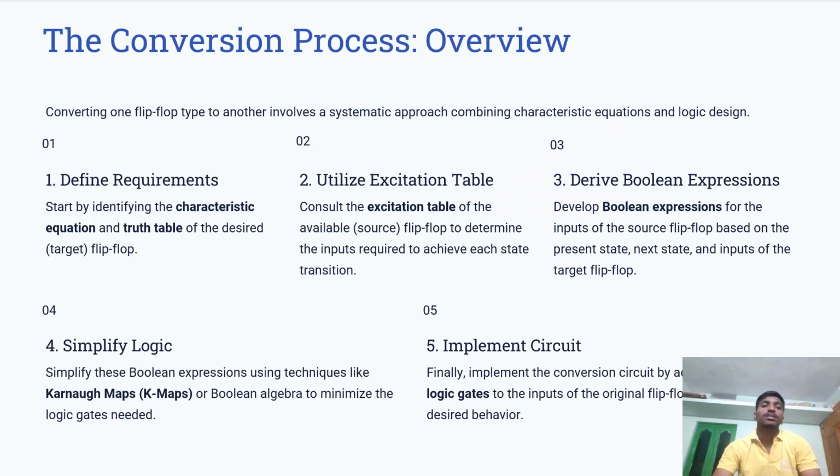The conversion process. Converting one flip-flop type to another involves a systematic approach combining characteristic equations and logic design. First, define requirements. Start by identifying the characteristic equation and truth table of the desired flip-flop. Utilize the excitation table. Consult the excitation table of the available source flip-flop to determine the inputs required to achieve each state transition.